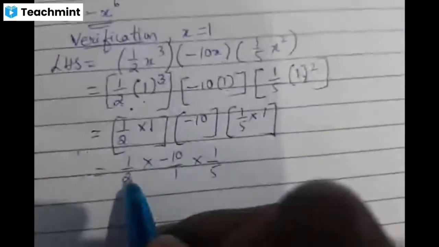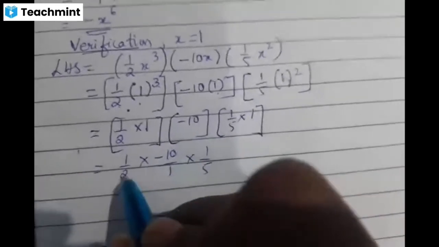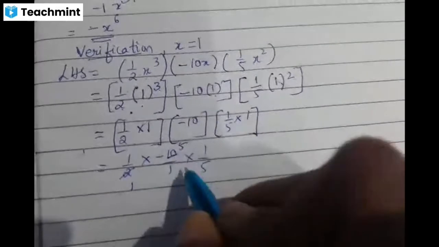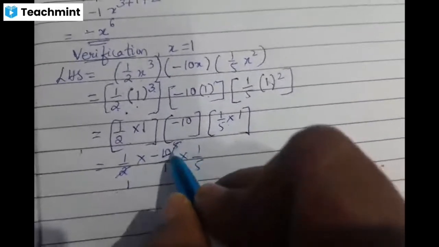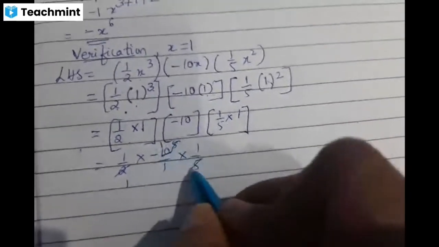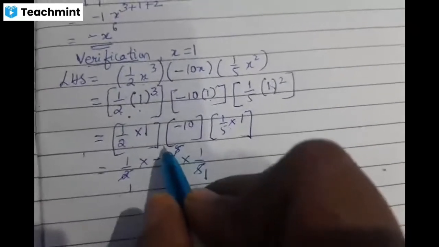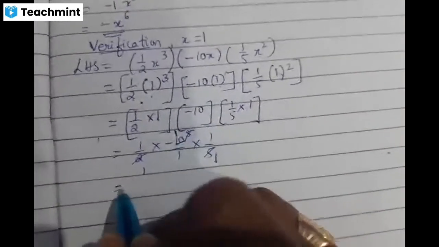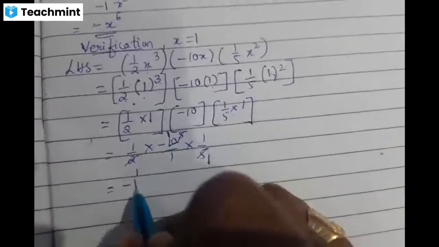Now you have to observe here. Here again it is cancelable. 2 1s are 2, 2 5s are 10. 5 and 5 is left here. 5 1s are 5, 5 1s are 5. Here 1 is having minus sign. Don't forget the minus sign, children. Therefore, the answer is minus 1.